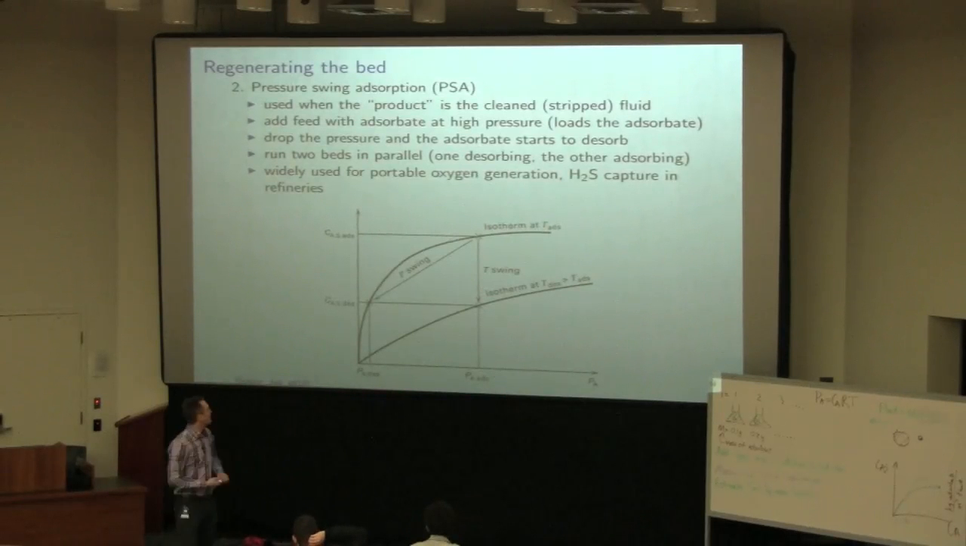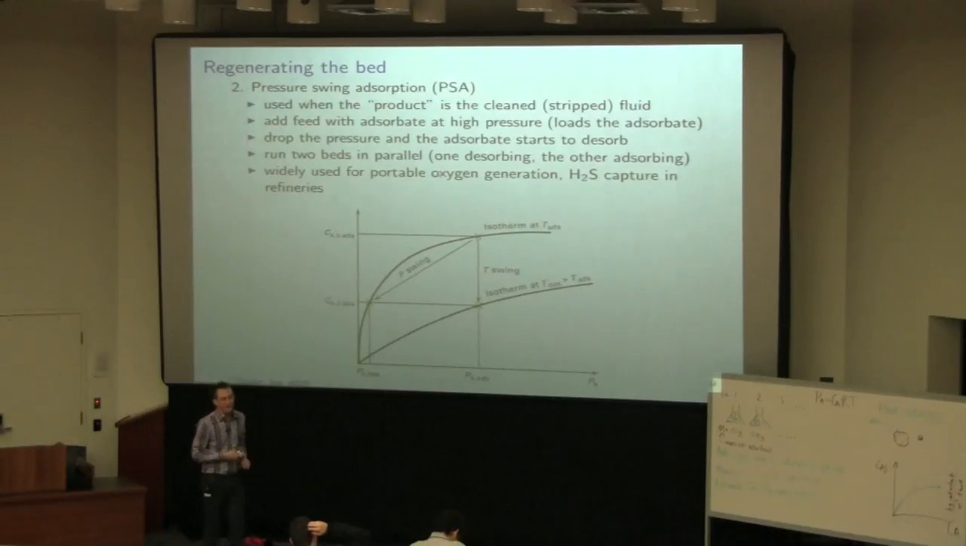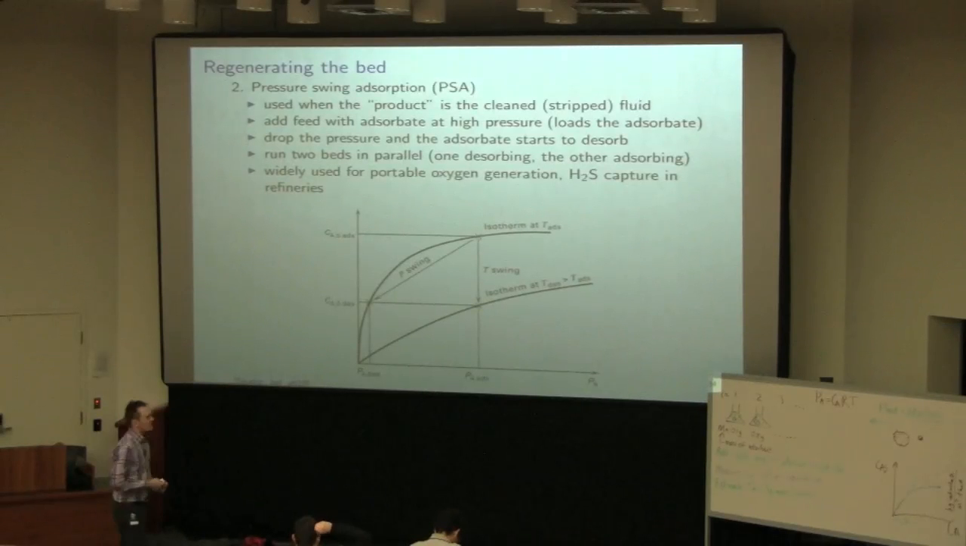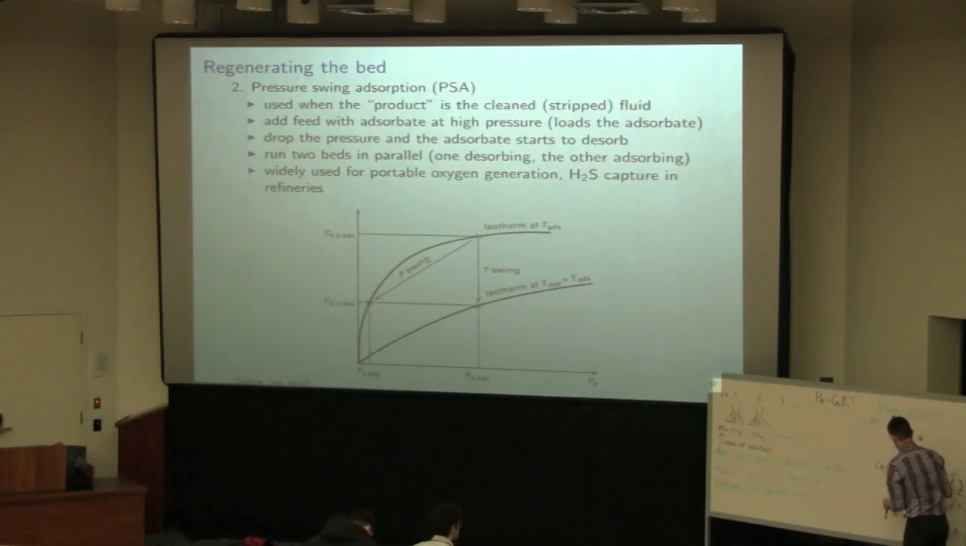So right up at the top there where it says isotherm at T ads, that's my operating point in the equilibrium region of the bed. My feed is coming in at this concentration, PA ads or CA ads, and my concentration on the adsorbent is CAS ads. This top thicker black line, that's my isotherm during adsorption. If I increase the temperature in my bed, the isotherm changes shape, and the isotherms will shift down. So at a higher temperature, my isotherm changes from the blue line to the red line. The blue line is when I'm loading my bed, and the red is when I'm stripping my bed.